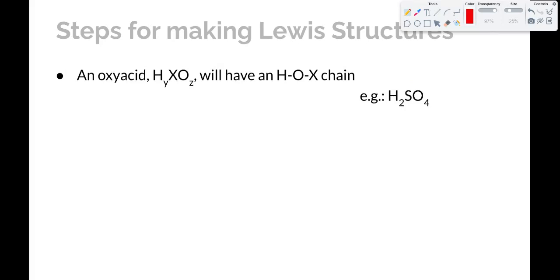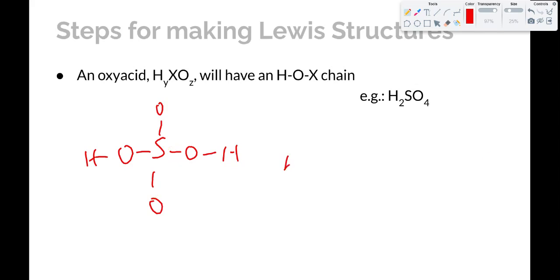Sulfur is closest to the middle of the periodic table. Hydrogen has to be on the outside. So this would be a reasonable structure to start with as a skeleton. And an O up here and an O down here.